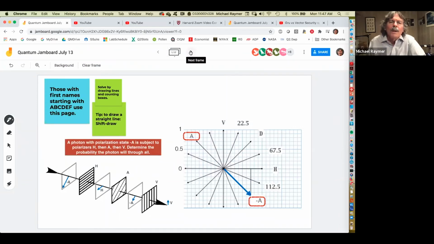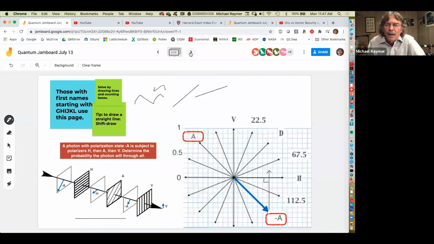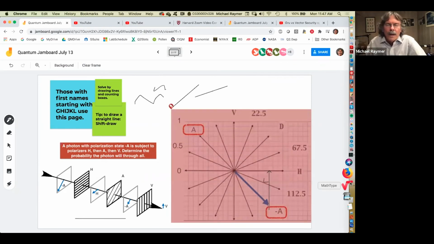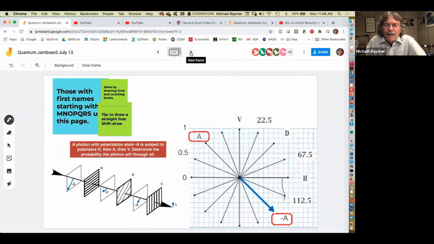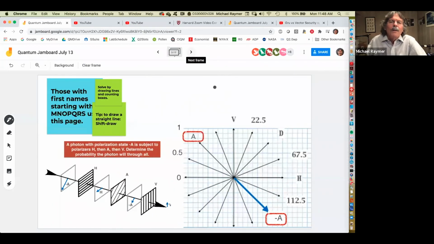That one looks good on page 1. And on page 2, that looks good. And now from the point of intersection between your straight line and the H axis, now you have to draw a line that projects it back onto the A axis, because we're now going through our second polarizer, which is the A. I'm looking at page 3 now. Try to draw a good line there.